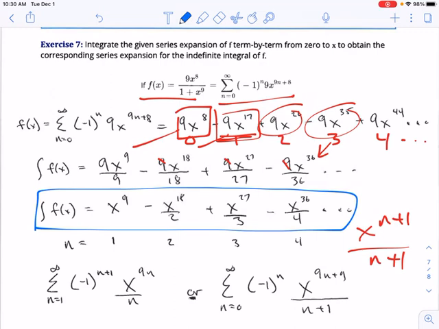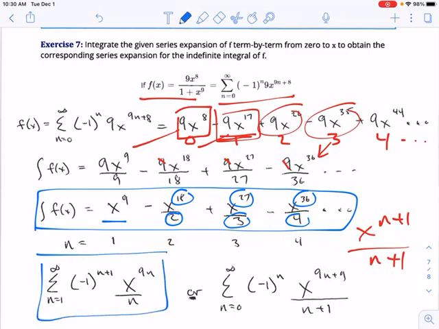And then here we have an x to the 9th power, which would be 9 times 1. The 18th power is 9 times 2, 9 times 3, 9 times 4. There's my pattern. So basically it is 9 times n. And then, of course, we are dividing by n. So there is my power series representation starting at n equals 1.